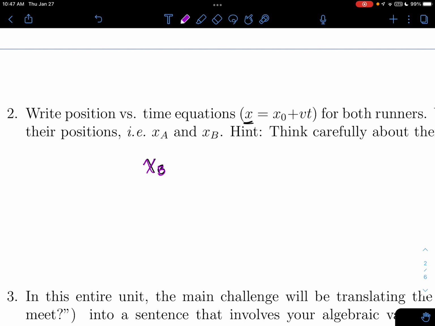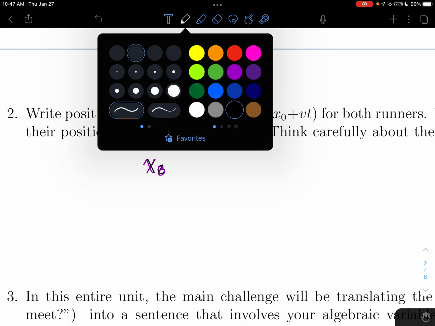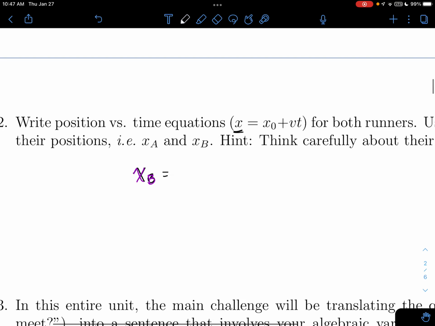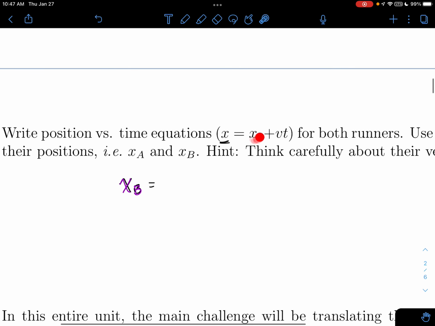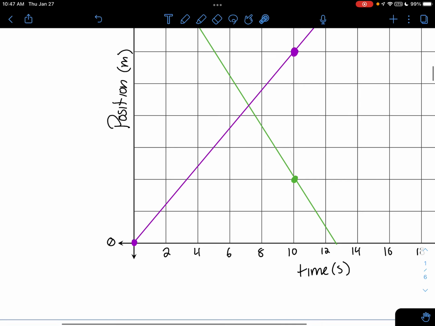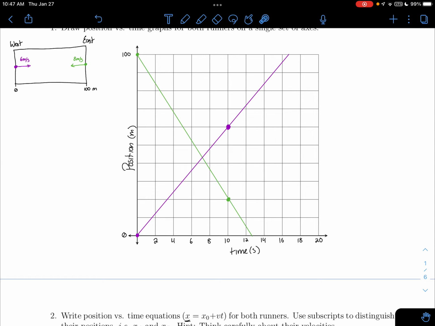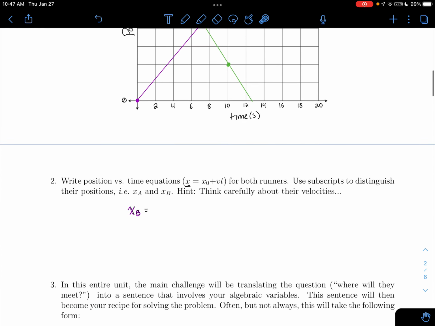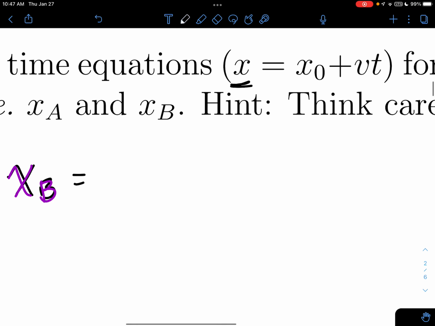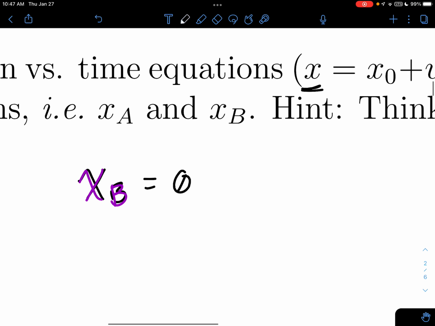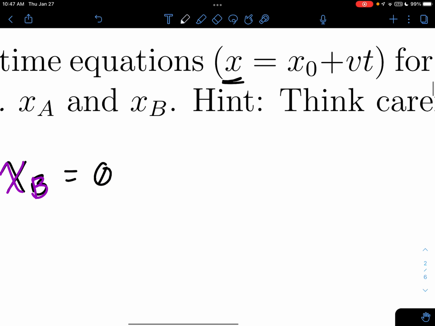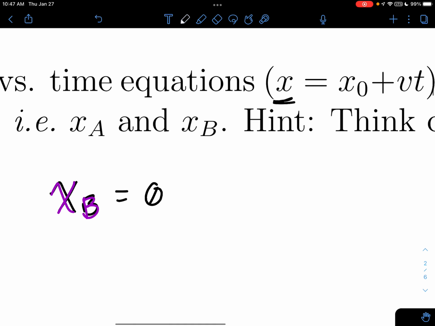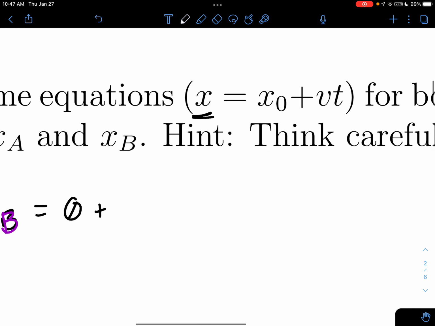So there we go. Now it's in purple. But we're going to say, right? So now we have our, what's our initial position? We go back to our graph. We go back to what we said is our axes. Bob starts at a position of 0. Okay, so it's going to be 0. And I just draw my zeros like this. That's just a way that I draw my zeros. Don't worry about that. Plus our velocity, right?